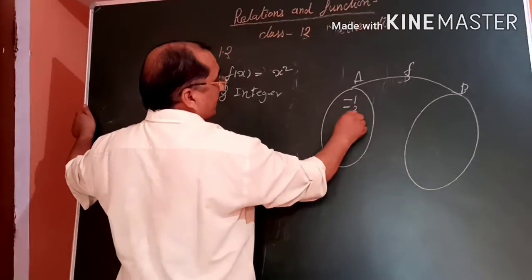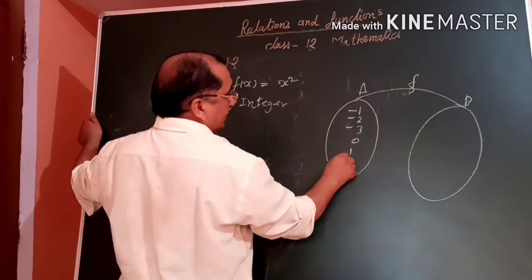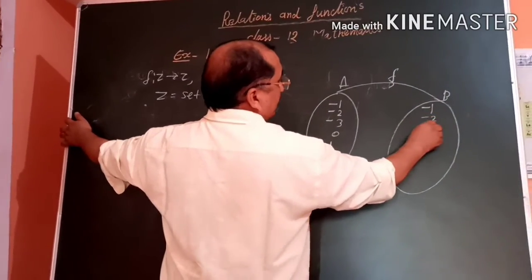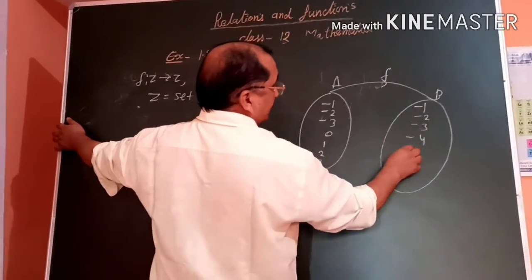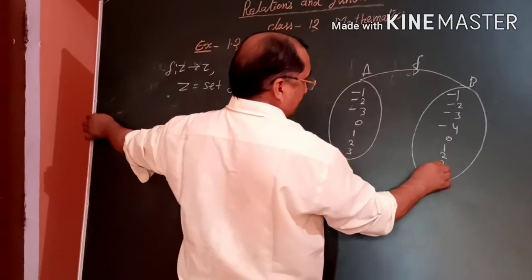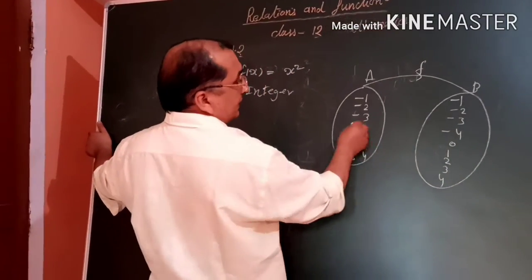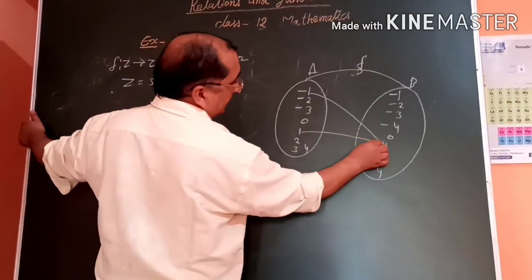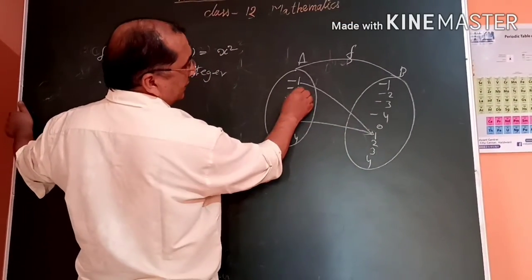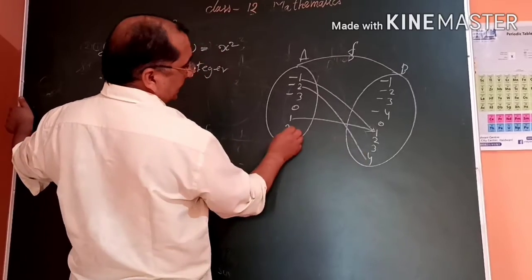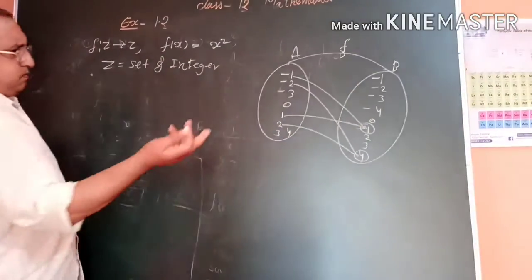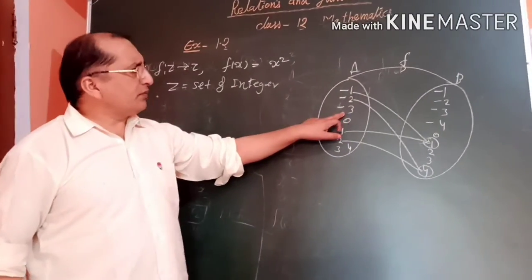-1, -2, -3, 0, 1, 2, 3. Here also -1, -2, -3, -4, 0, 1, 2, 3, 4. The square of 1 will come 1. The square of -1 will come 1 also. The square of -2 means 4 will come. The square of 2 again will come 4. Now see, and the square of 3.